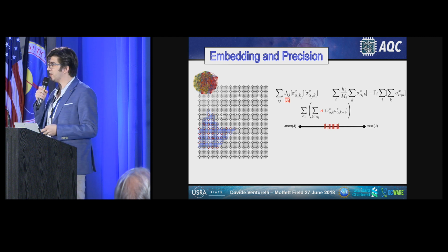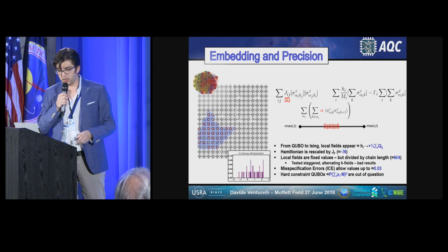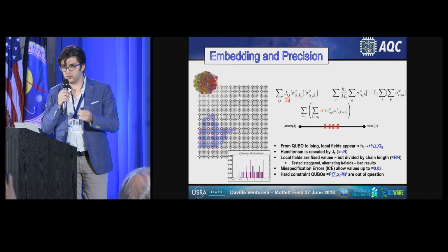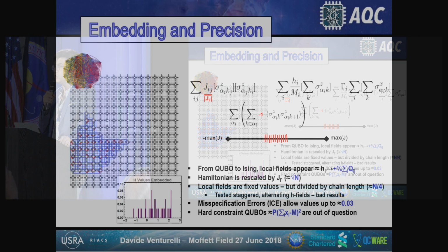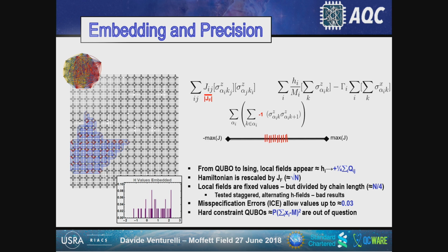And this is an issue especially for the local fields, because the local fields in the embedded Ising problem are determined by the linear coefficients of your QUBO plus terms that come from the QUBO to Ising transformation.